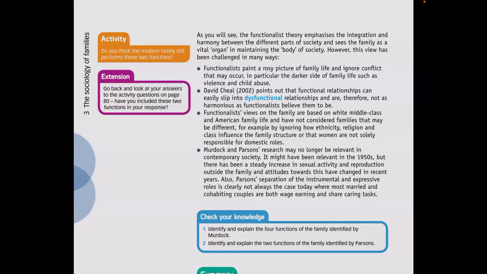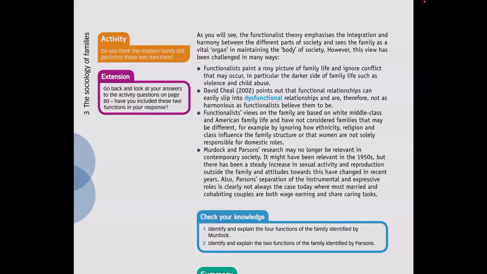So this whole functionalist perspective is based upon a stabilized family, but they are not taking into consideration families that are not from this sector, or not from this status, and they are facing totally different things. Another thing is Murdock and Parsons' research may no longer be relevant in contemporary society. This is something that I've already told you, that this was happening in the 1950s. They were speaking about this in the 1950s. Right now, things have changed completely, like a 360 opposite turn.